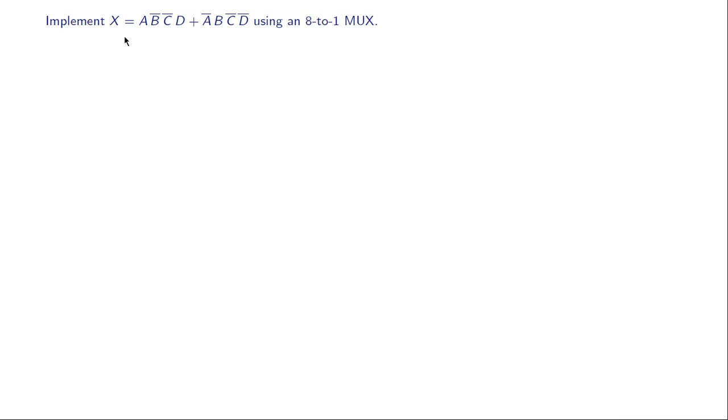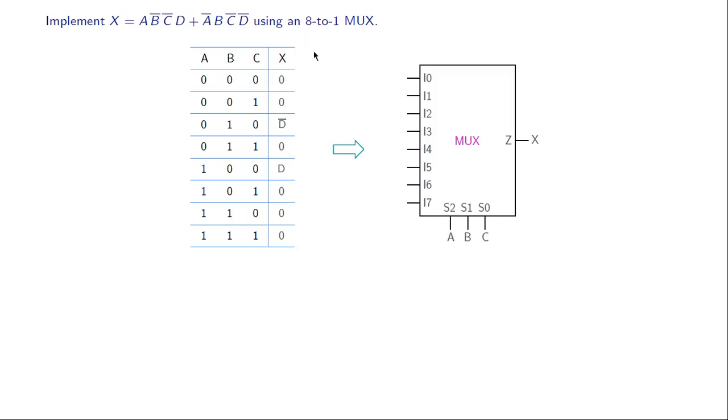Let us now implement x equal to A, B bar, C bar, D plus A bar, B, C bar, D bar, which is the same as the function that we saw in the last slide, using an 8-to-1 multiplexer now. And here is one possible design. The output of the mux is the same as the logical function that we want, and the select lines are connected to A, B, and C. Now this choice is not unique, we can have some other choice, but suppose we go ahead with this one. Let us now figure out what we should connect at these input lines so as to get the desired function at the output.